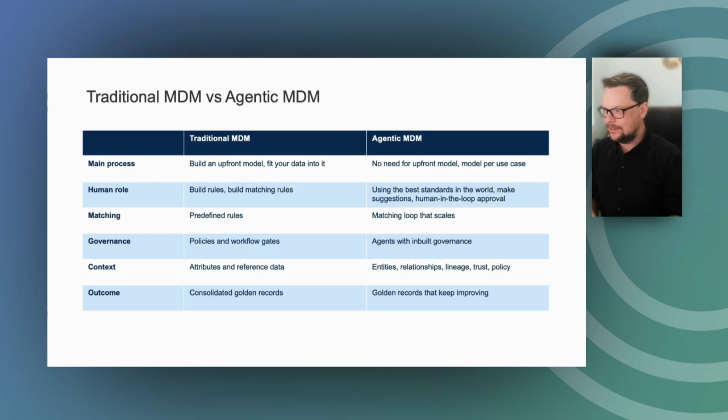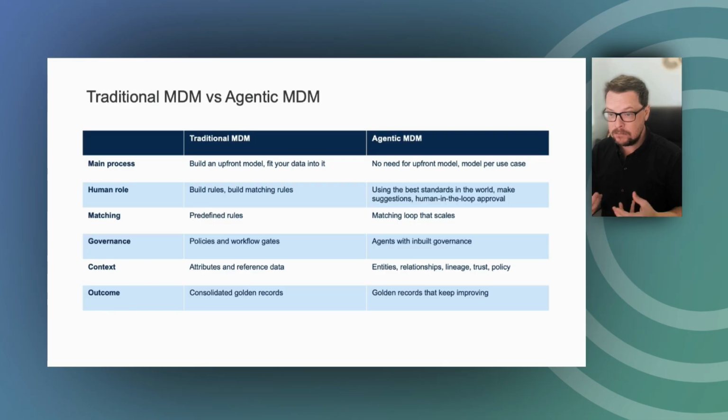The outcome is somewhat similar. We're trying to achieve that trusted source of data. And this doesn't mean that we have a single view of it. It means that we have this trusted source that can be flexibly projected in different ways for different use cases.